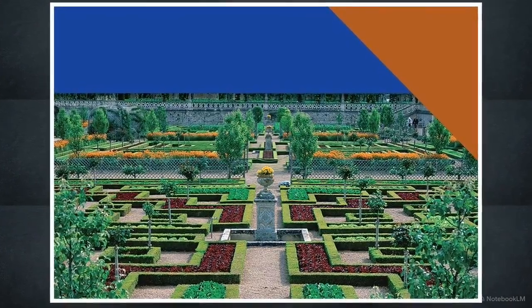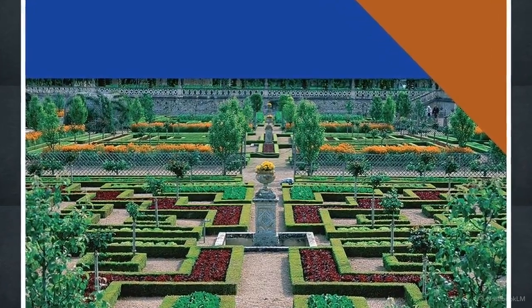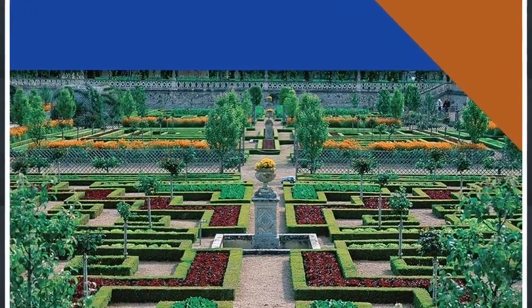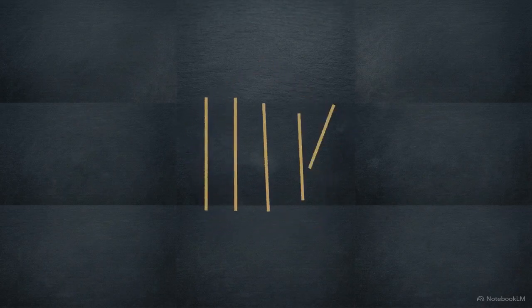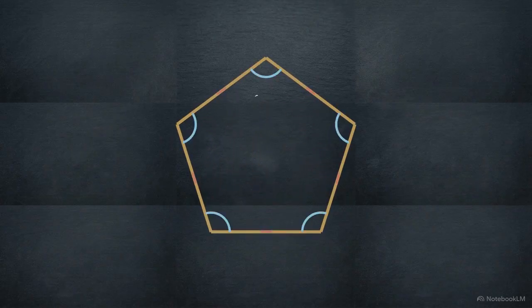This shared center is not a coincidence of drafting. It is a direct result of the geometric constraints we are about to prove. First, we define the requirements for a polygon to be regular. It must be equilateral, meaning every side is of equal length. It must also be equiangular. Every internal angle must carry the exact same measurement.